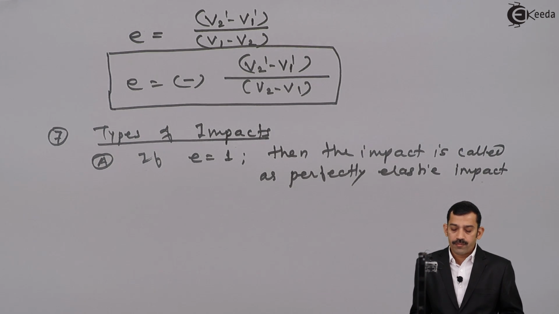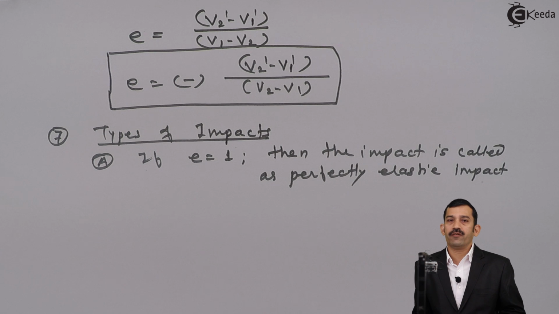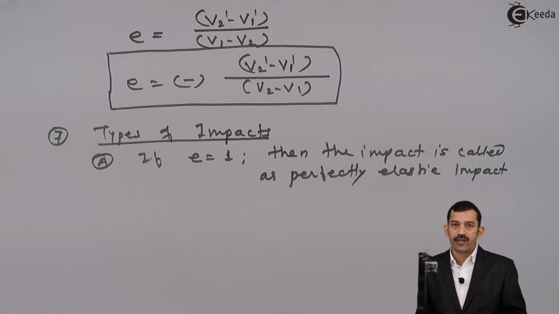So maybe in some problem, the value of E is not given as 1, and in the wording it may be written that the coefficient of restitution is not given. What is given? When two bodies collide with each other, assuming the impact is perfectly elastic. Whenever this wording is given and E is not given, what will we do? We'll take E equal to 1 for perfectly elastic impact, because when E equal to 1, the impact is called perfectly elastic impact.